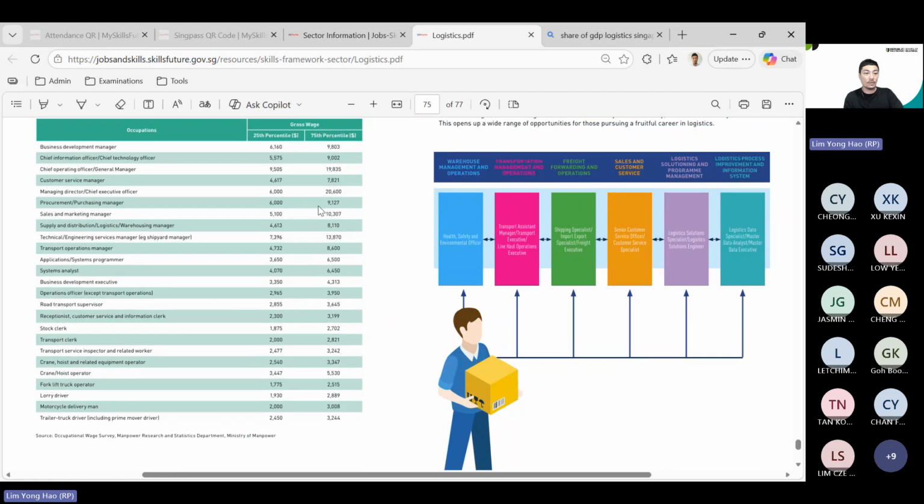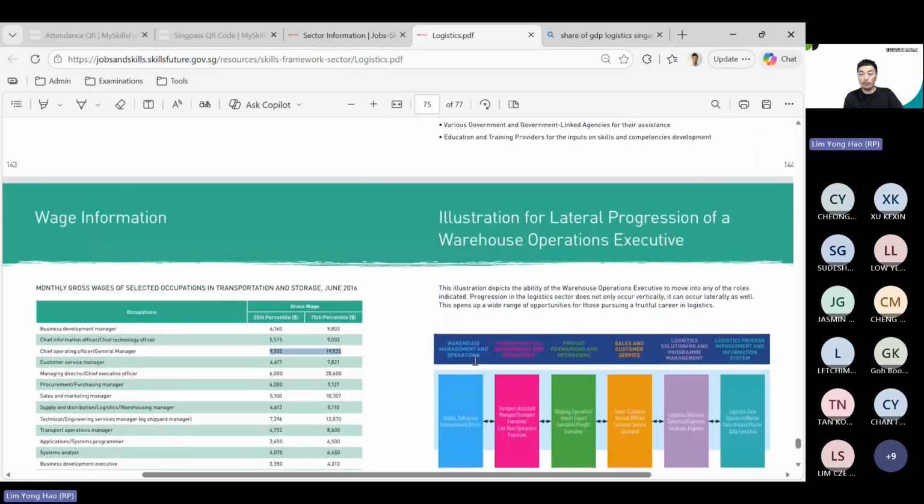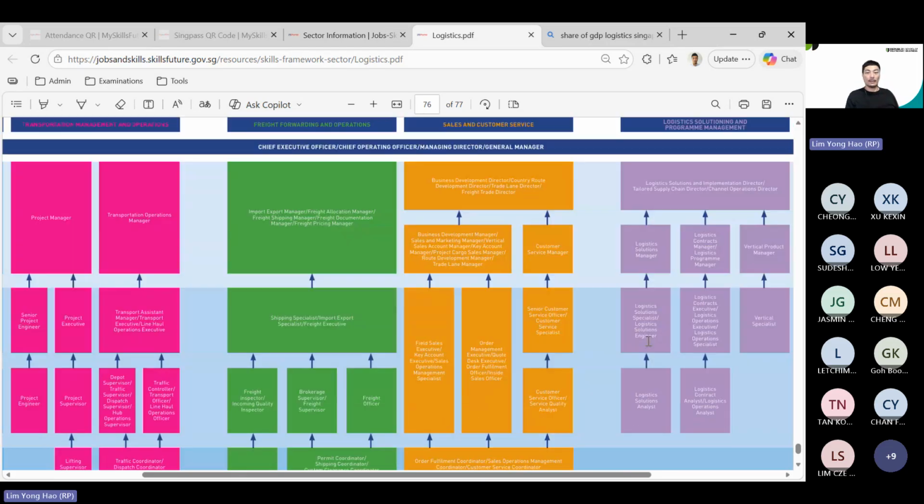So you can see for certain aspects it's quite well paying. If you are a procurement purchasing manager, I wouldn't say it's very high, but definitely much higher than the median wage in Singapore, because senior positions offer higher pay. And how can you move from one position to another position? And development.